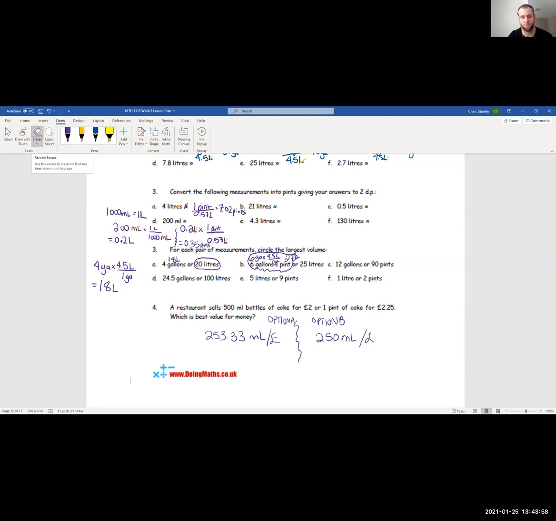Okay, so which one was the better choice? Option A, because you're getting 3 extra milliliters for 1 pound. It's really not that much of a difference. That's right. Okay, so option A apparently was a bit better.